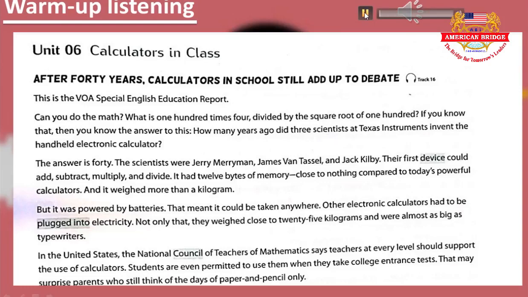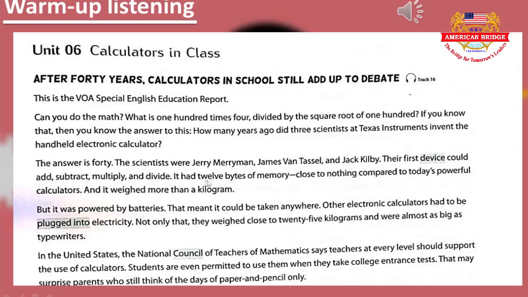This is the VOA Special English Education Report. Can you do the math? What is 100 times 4 divided by the square root of 100? If you know that, then you know the answer to this. How many years ago did three scientists at Texas Instruments invent the handheld electronic calculator? The answer is 40. The scientists were Jerry Merryman, James Van Tassel, and Jack Kilby. Their first device could add, subtract, multiply, and divide.